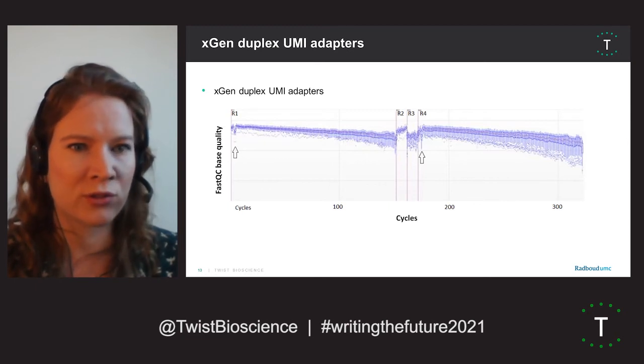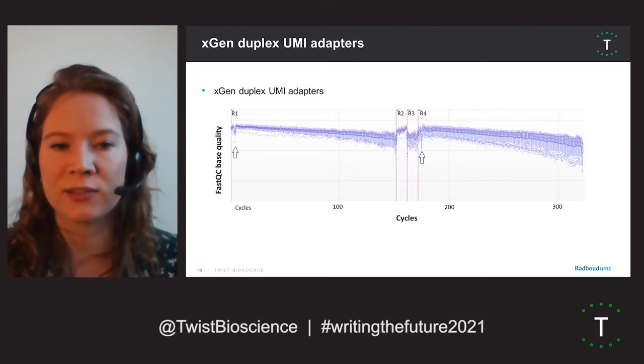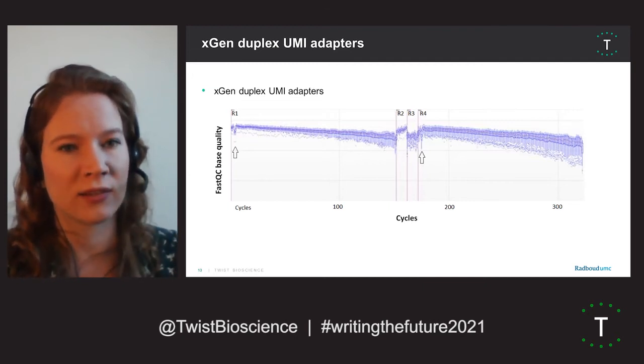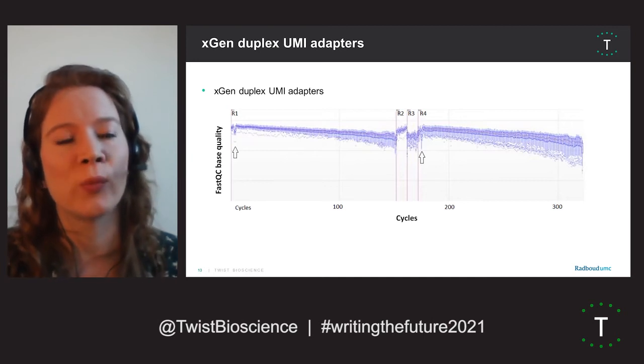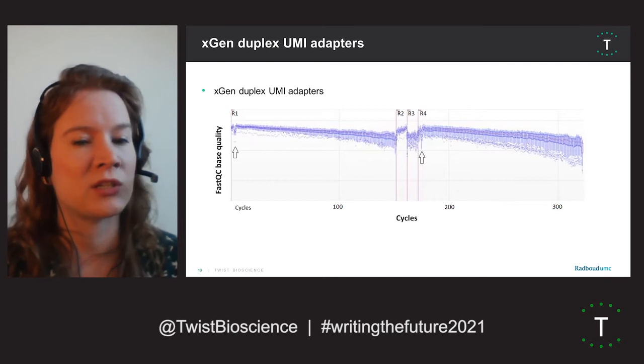So we're still looking into this, and it means that it has an influence on our duplex analysis. So far we can, with high confidence, analyze single UMI analysis, but the duplex still is giving some errors and will need some optimization in the future.